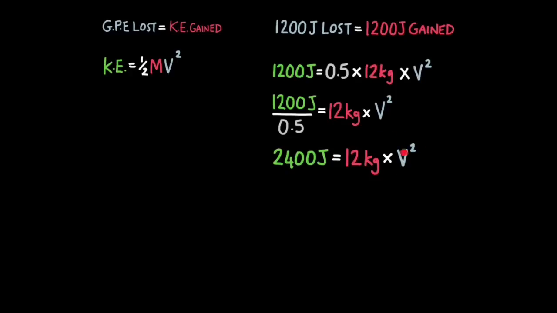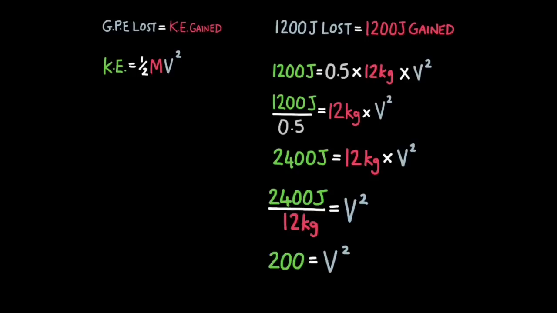Now, this side has been multiplied by 12 kilograms, so to get rid of it, we must divide by 12 kilograms on both sides. The effect of doing that is the 12 kilograms no longer appears on this side, and we must divide this side by 12 kilograms. And if you do that, you'll find that 200 equals velocity squared.